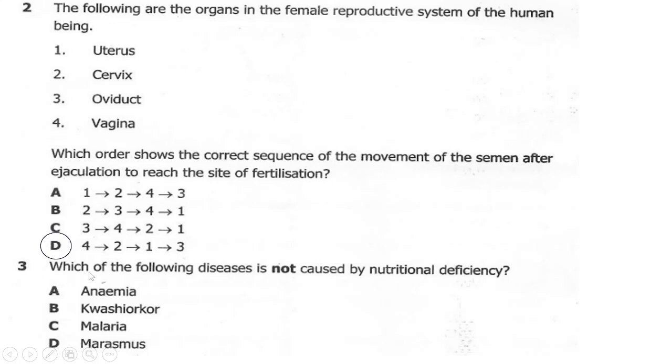Then 3 says, which of the following diseases is not caused by nutritional deficiency, like lack of good diet? So we have anemia, kwashiorkor, malaria, and marasmus. So the answer is C, which is malaria.